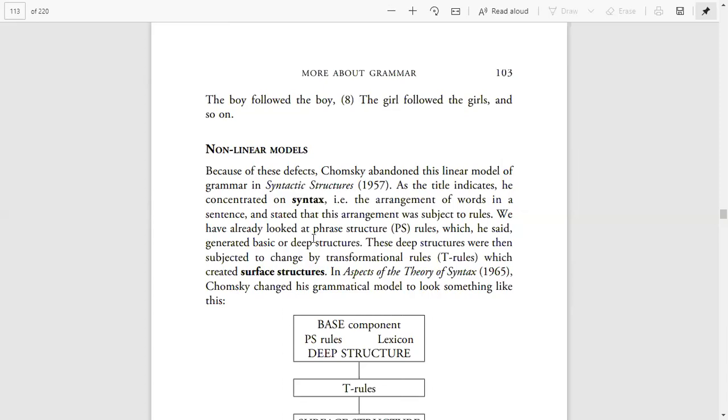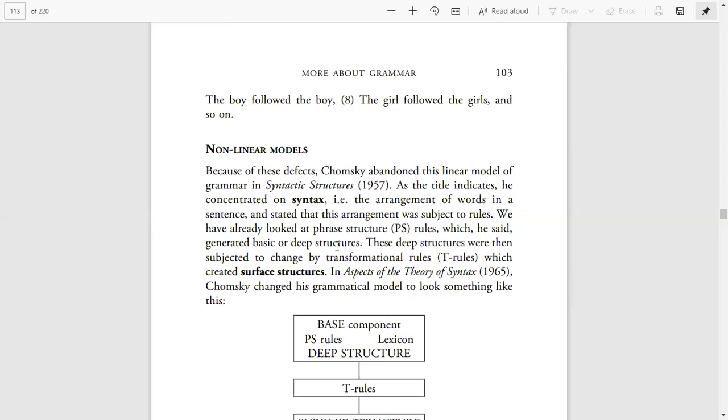We have already looked at phrase structure rules, PS rules, which he said generated basic or deep structures. Of course, we have already discussed these PS rules or phrase structure rules. So according to Chomsky, phrase structure rules are used in generating basic or deep structures.